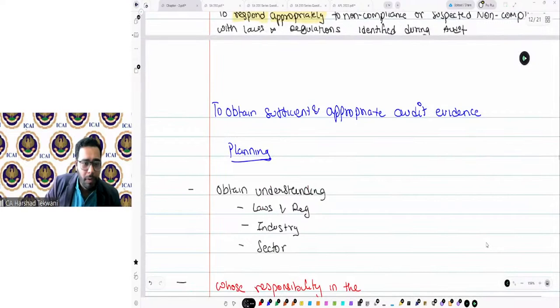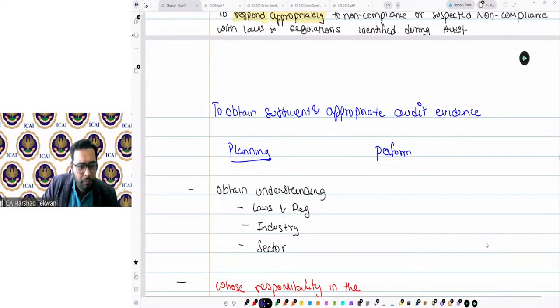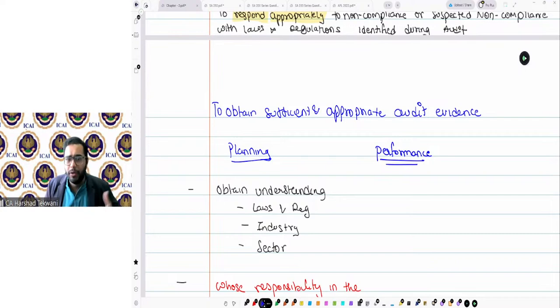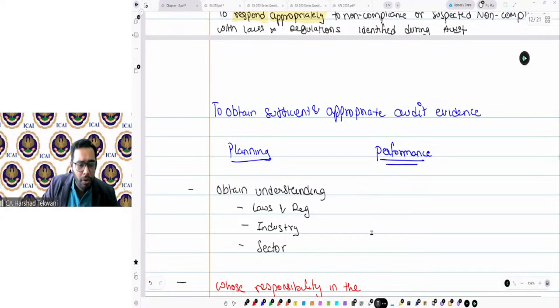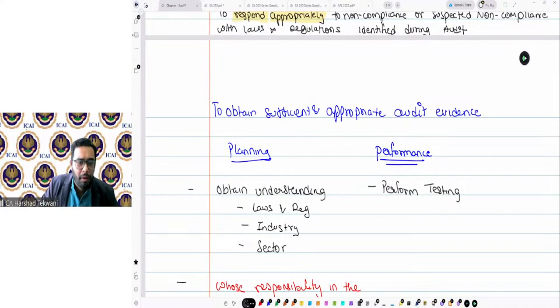We'll say performance. Okay, performance stage. Now, in the performance stage, there are two things. Number one, I will perform the testing that I'm required to do, as per other SAs, and we will see litigations and everything, SA 501. We will see other areas with respect to estimation and everything.